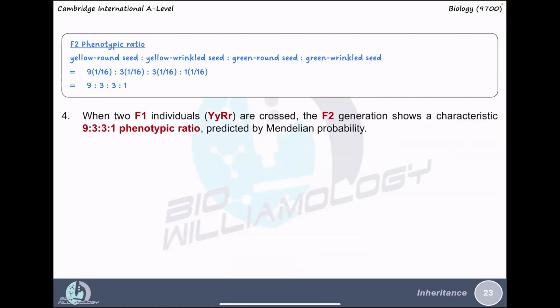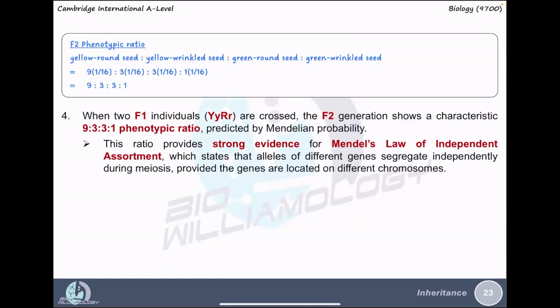When two F1 individuals are crossed, the F2 generation shows a characteristic 9 to 3 to 3 to 1 phenotypic ratio as predicted by Mendelian probability. And this ratio provides strong evidence for Mendel's law of independent assortment, which states that alleles of different genes segregate independently during meiosis, provided the genes are located on different chromosomes.